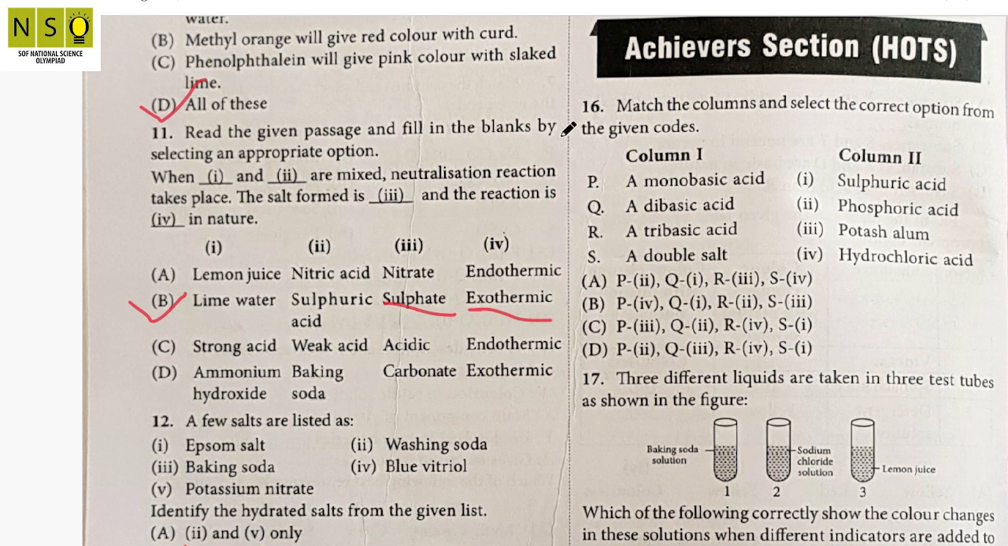Okay, let's move to the 16th question. What is the 16th question? Match the column and select the correct option from the given code. Column 1 says: monobasic acid, dibasic acid, tribasic acid, double salt. What does Column 2 say? Sulfuric acid, phosphoric acid, potash alum and hydrochloric acid.